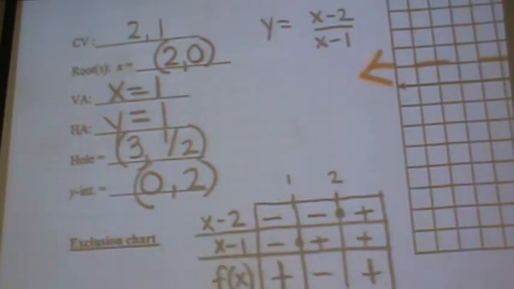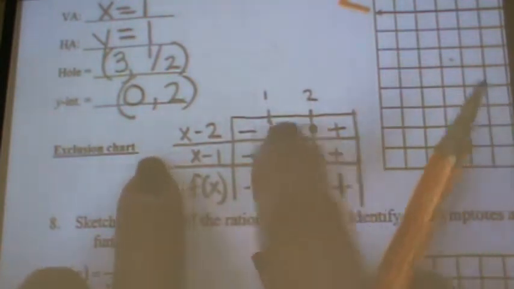So think of a number line. Here's a number line. Find your 0. What kind of numbers are to the left of 0? Negatives, and to the right are positive. So for this, if you set x minus 2 equal to 0, you get 2. So to the left of 2 are negative, and to the right are positive.